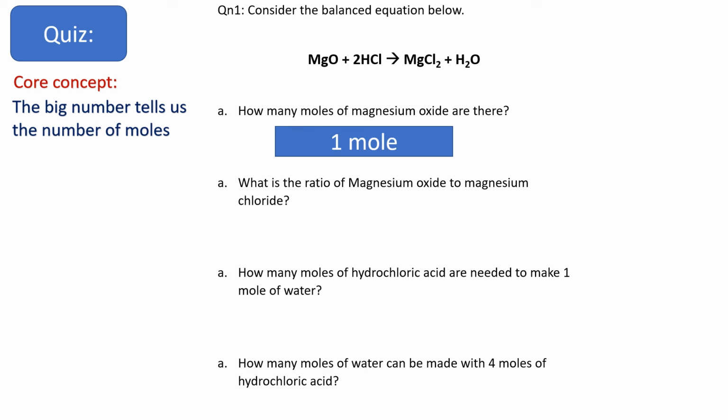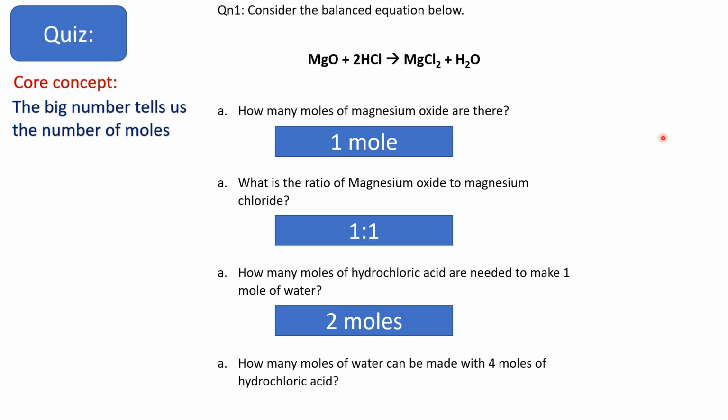What is the ratio of magnesium oxide to magnesium chloride? So I am looking at the magnesium oxide here, so there's 1 there, and magnesium chloride here, so that's a 1 and a 1. It's a 1-to-1 ratio. How many moles of hydrochloric acid are needed to make 1 mole of water? So hydrochloric acid is here, and the water is here. That's 1 mole of water. Okay, so how many hydrochloric acid do I need? 2. So it's a 2-to-1 ratio, isn't it? So I need 2 moles of hydrochloric acid to make 1 mole of water.